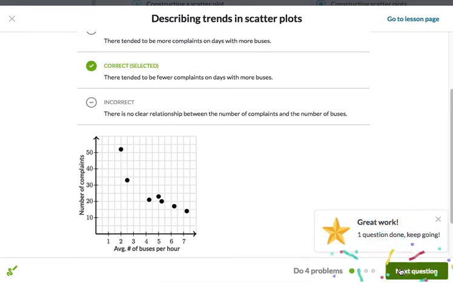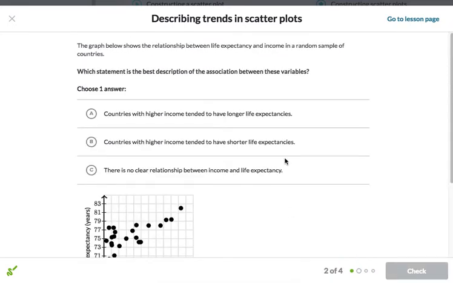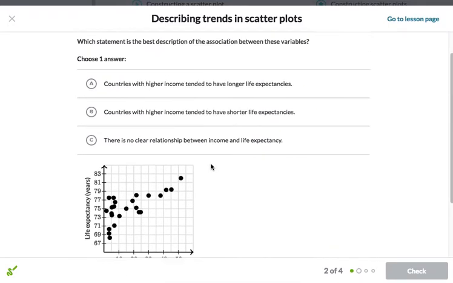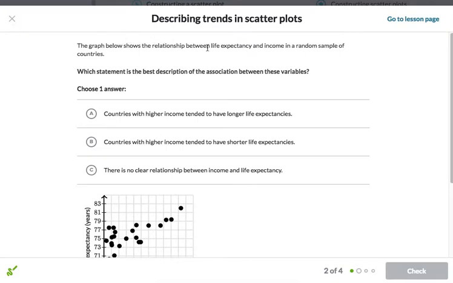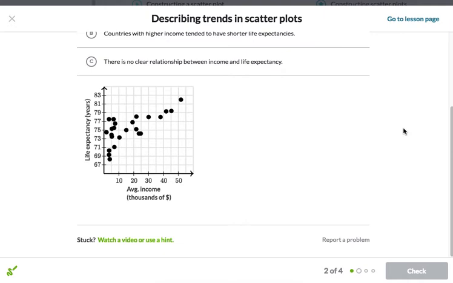Let's take a look at a few more. So we can read here, why not? The graph below shows the relationship between life expectancy and income in a random sample of countries. If you didn't look at the countries part, you might think that this is based on people. The higher their income, the longer they live, perhaps. Is that what we're looking at here?